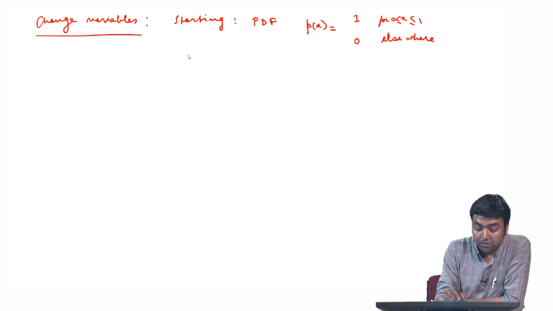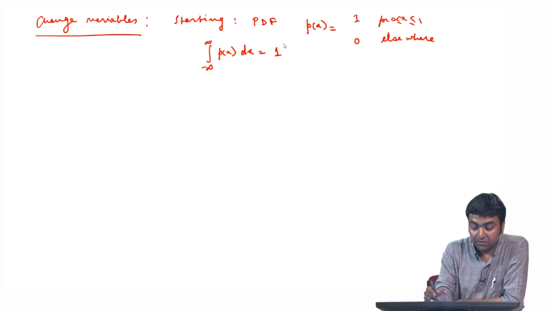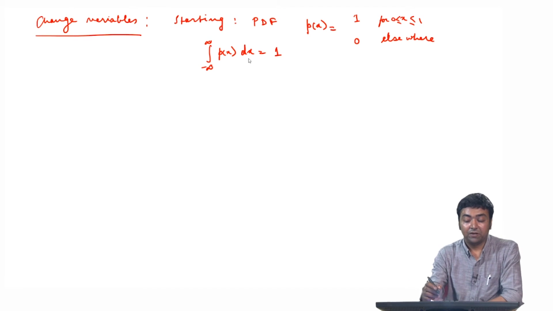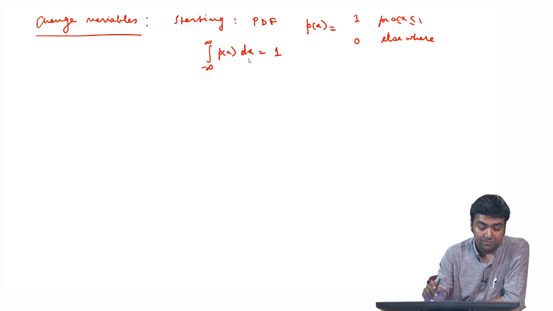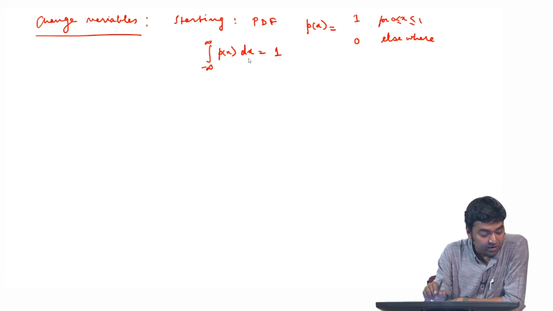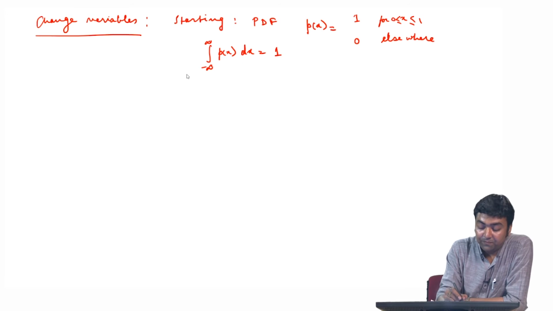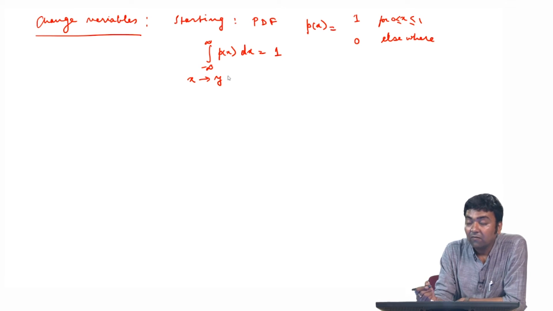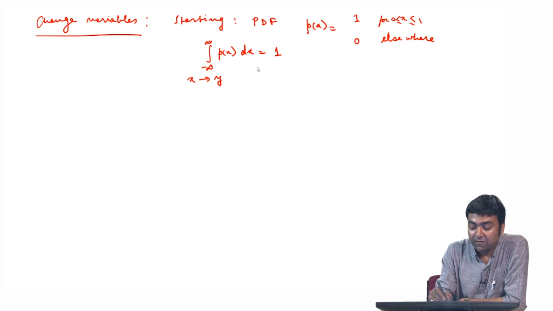And also the following normalization condition is satisfied by this probability function: if you integrate it over the whole range, you will get 1. So, this we now need to transform. Basically, we need to transform x to some variable y. What is the general method? We will use the idea of conservation of probability.